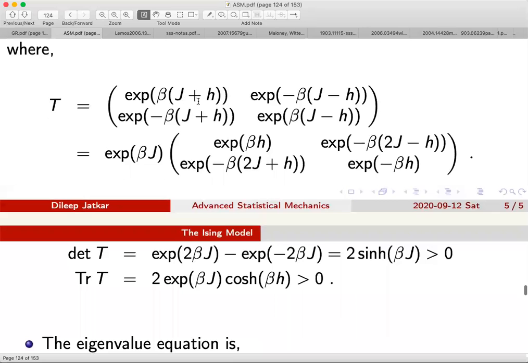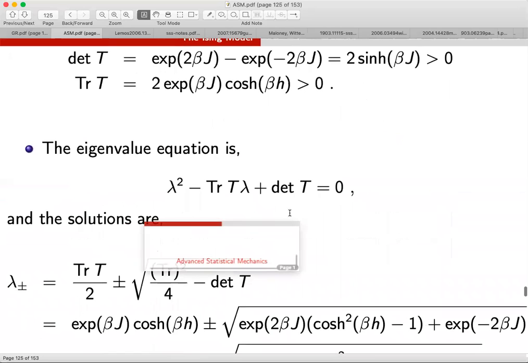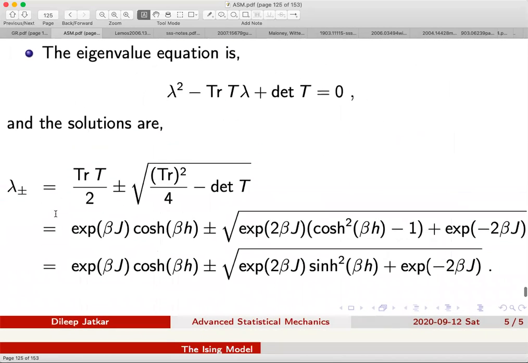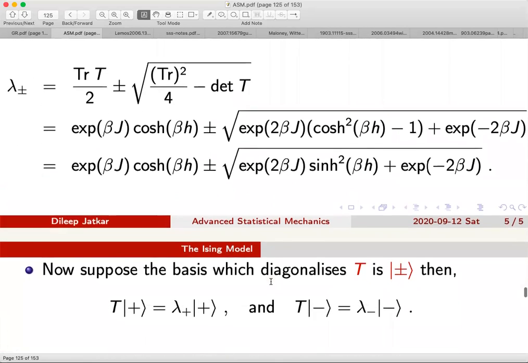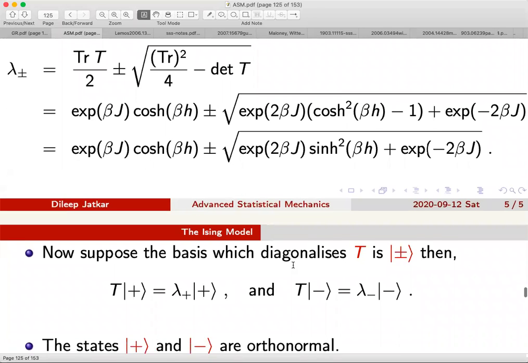Since it's a 2 by 2 matrix, you can compute the trace, determinant, everything, and you can write down the eigenvalue equation and solve it. So we find two eigenvalues, and we said that lambda plus is the dominant eigenvalue, and the transfer matrix is diagonal in the plus-minus basis, which represents the plus-minus index on the eigenvalues, and not the up and down spin, which is the original basis in which the transfer matrix was not diagonal.